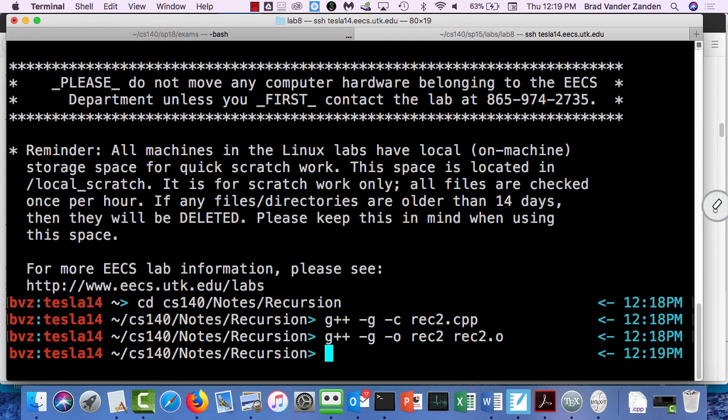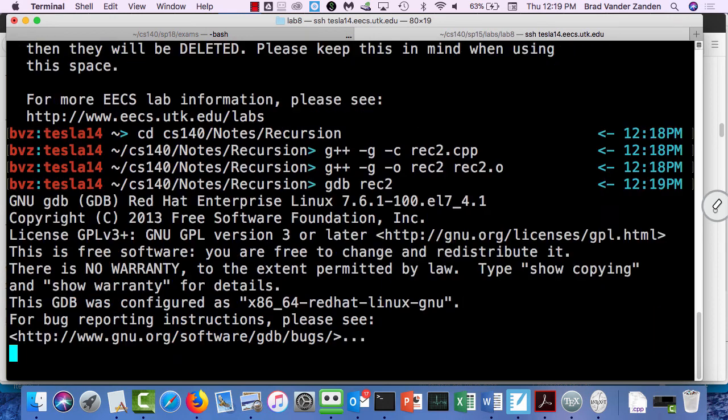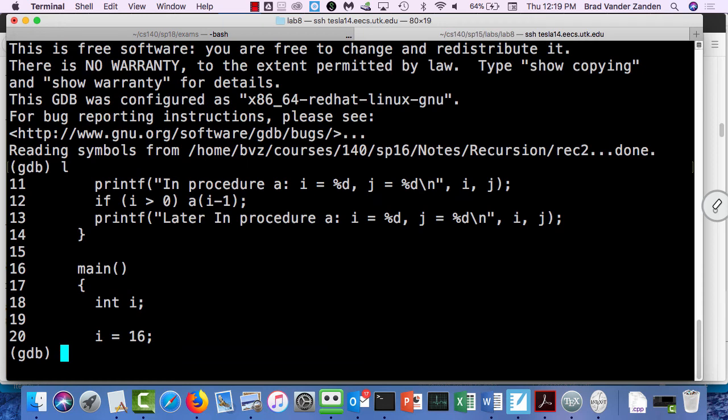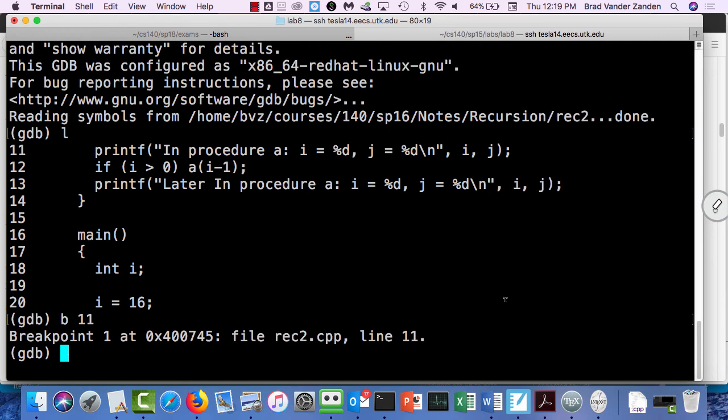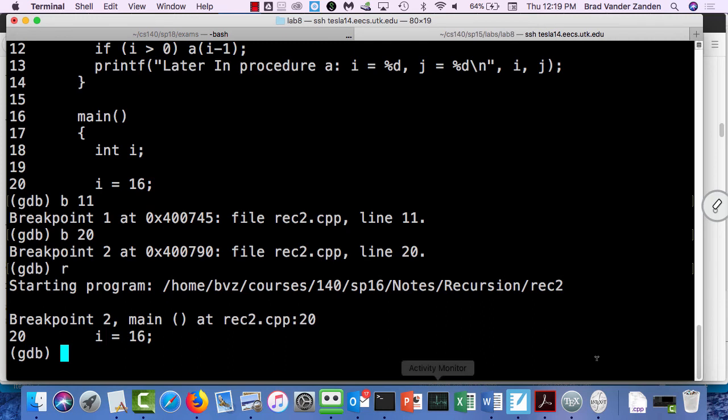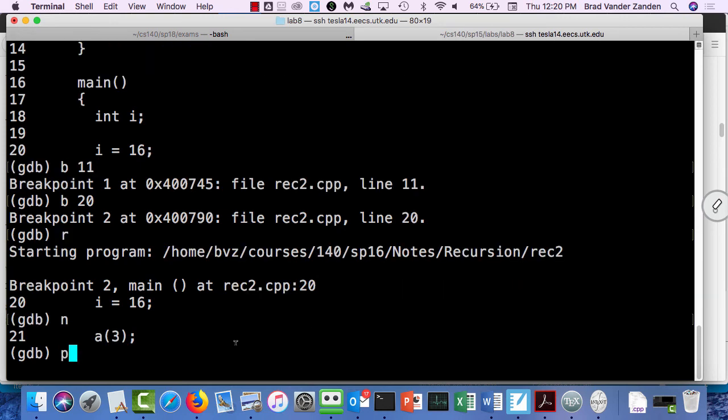Now, if I do N, it will execute the next statement, but if it's a function call, it steps over it. However, because there's a break statement in there, we step into it and we stop at statement 11. Now, BT stands for backtrace, and it shows you the two stack frames. So A with I equals 3 is currently at line 11, and we are currently sitting at line 21 in main. And I can use the info command to look at my locals. So info shows that J is equal to 15.